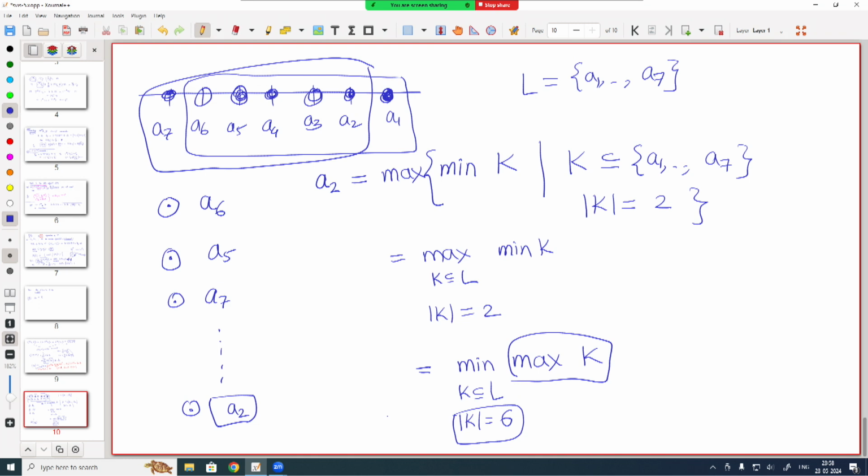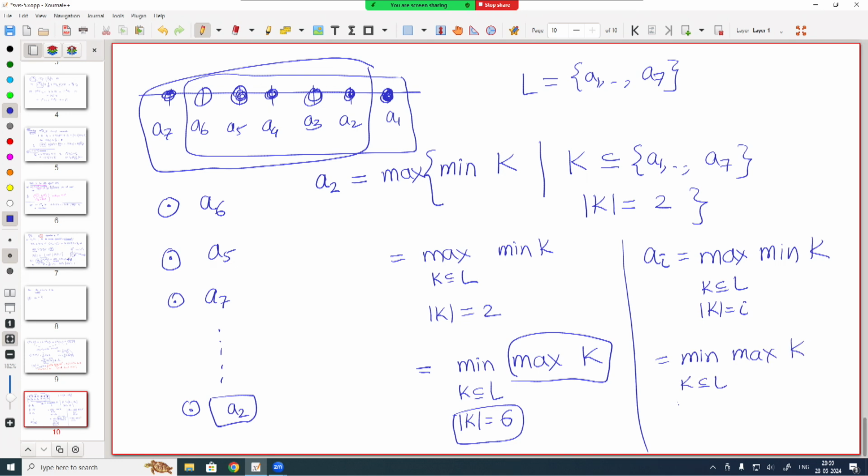And now we are ready to generalize it to anything. If I want to pick Ai, there are two ways of doing it. I either take max min over k, where k varies over subsets of cardinality i, or min max over k, where k varies over subsets of cardinality n plus 1 minus i, n being this number 7 in this case, the cardinality of the set. That is the complementary number that I need. 8 minus 2 is what I needed in that case. Okay. So, this is fine. There is this minimax way of getting any given number.